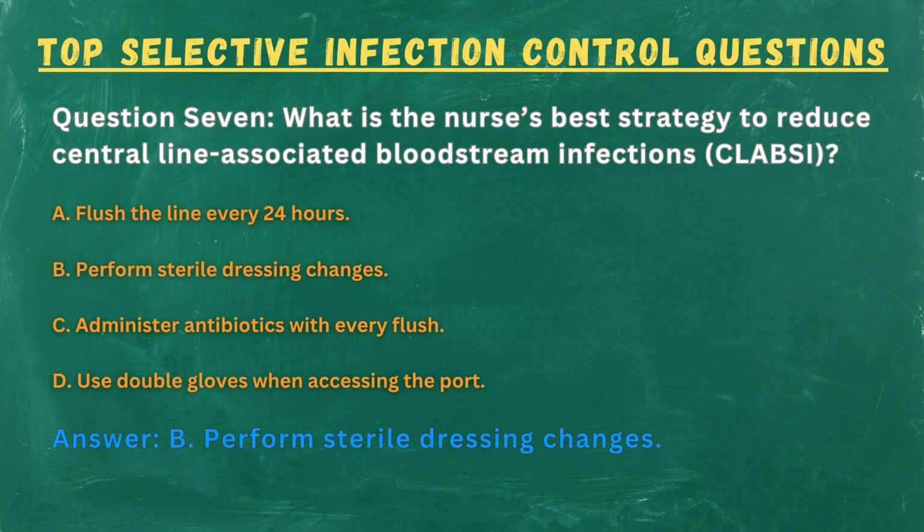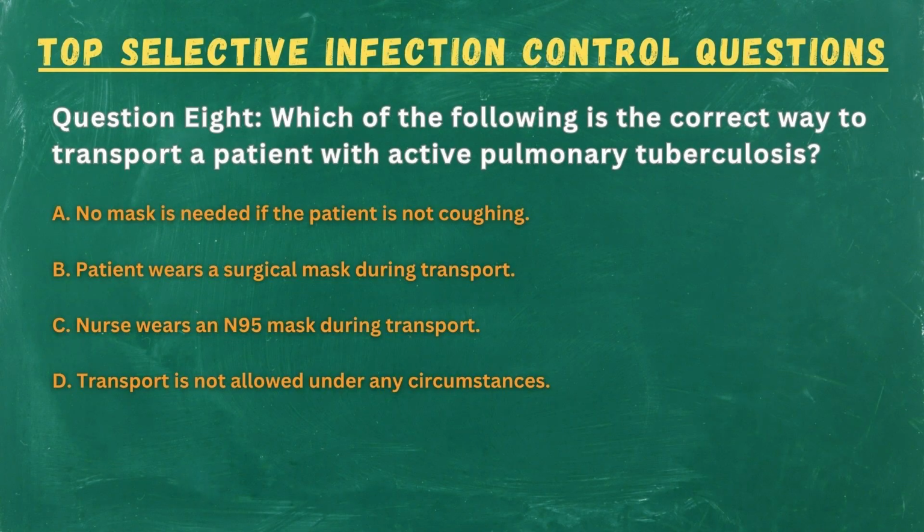Answer. B. Perform sterile dressing changes. Question 8. Which of the following is the correct way to transport a patient with active pulmonary tuberculosis? A. No mask is needed if the patient is not coughing. B. Patient wears a surgical mask during transport. C. Nurse wears an N95 mask during transport. D. Transport is not allowed under any circumstances.